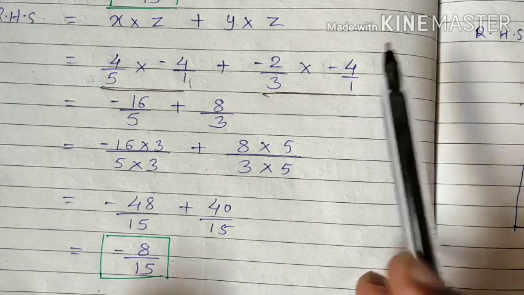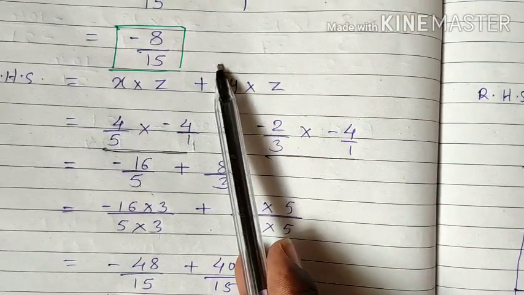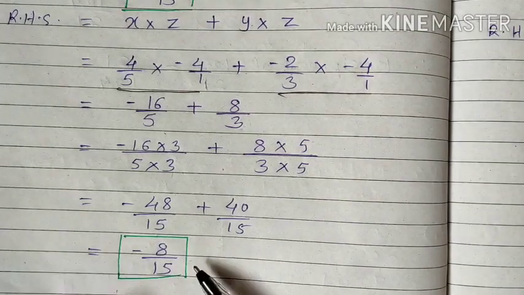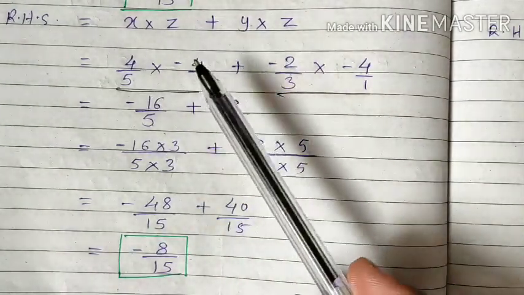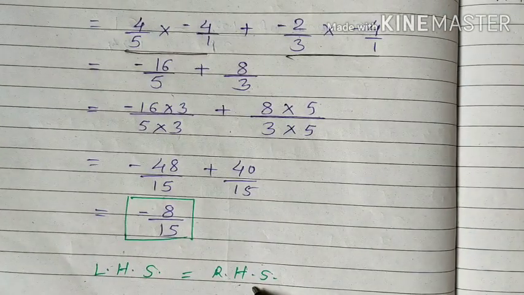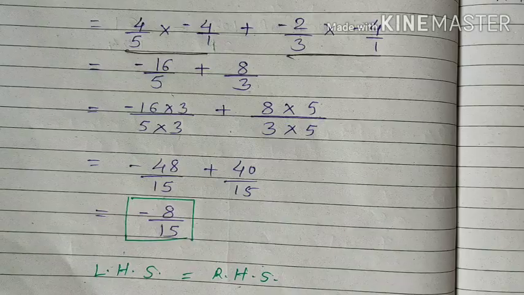So what is the value of our RHS? It is minus 8 upon 15. The value of our LHS and RHS are equal. So we can say that LHS equals the RHS. Got it? Next.